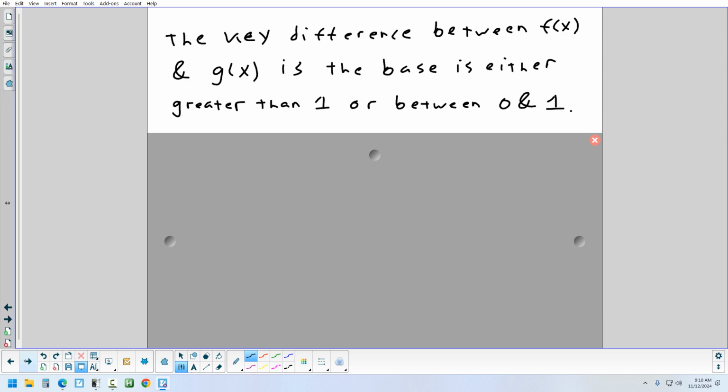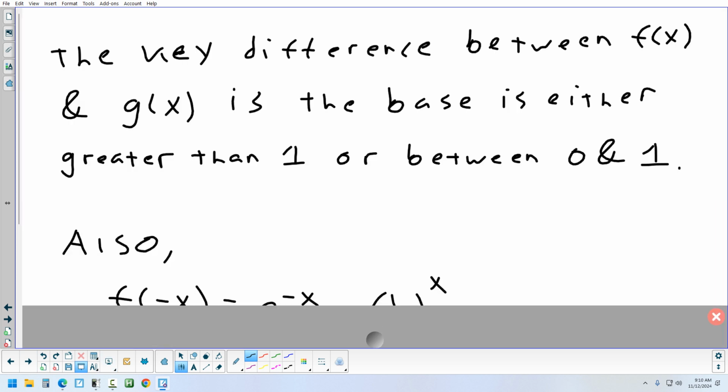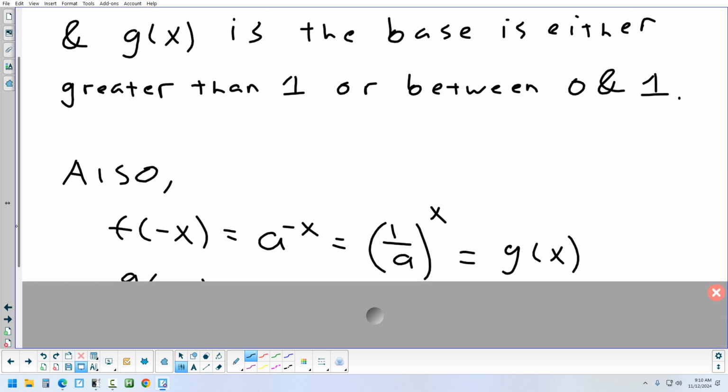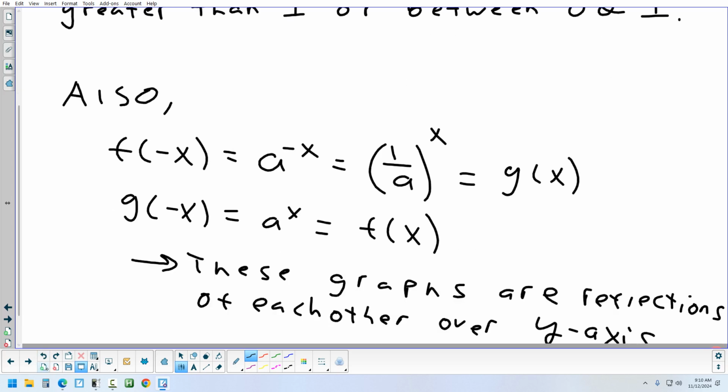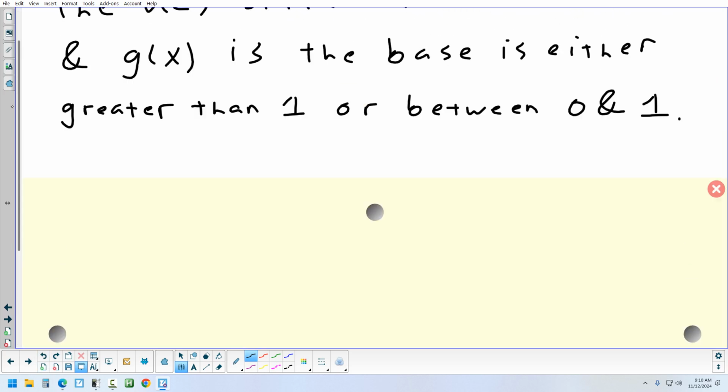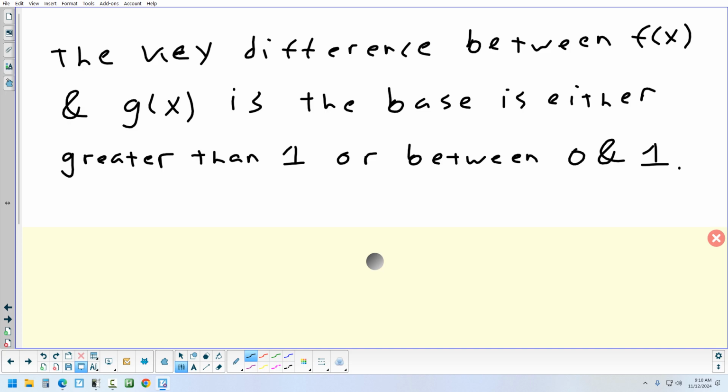If the base is greater than 1, that's going to be what we call an exponential growth function. If the base is between 0 and 1, it's exponential decay. And what if the base is negative? Then it's not exponential, right? So that's what we want to remember for this part. And remember, if the base is exactly 1, that's also not exponential. That's just a constant function.